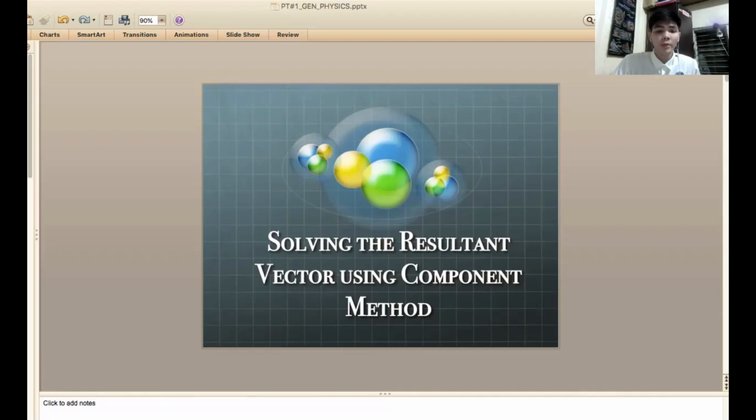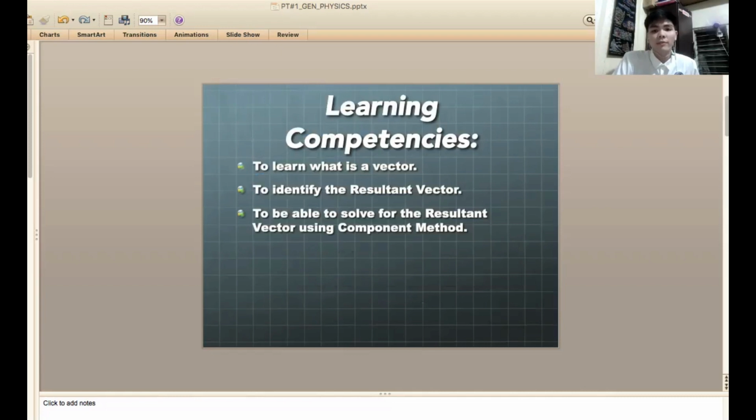And we're going to learn how to solve the resultant vector using the component method. So our learning competencies for today are that we're going to learn what a vector is, to identify the resultant vector, and to be able to solve for the resultant vector using the component method.